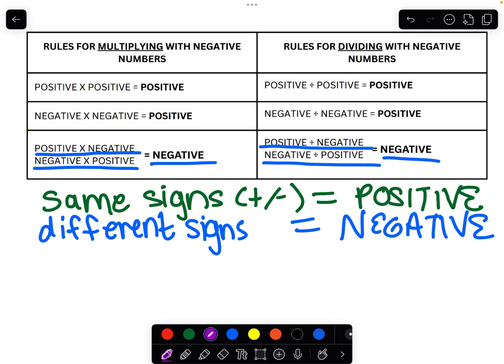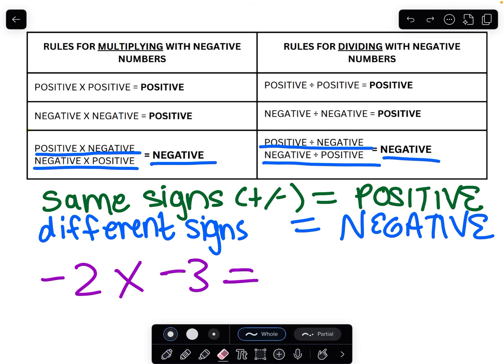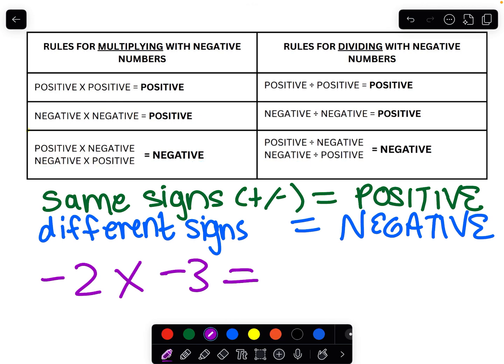So let's do, how about negative 2 times negative 3. Now what do you notice? We've got the same signs here, both negatives. So if we're having trouble remembering, we can go back and look at our chart. Or we can remember the rule, same signs, always positive. Same signs, always positive means negative 2 times negative 3 will be 6. Or we can look at this chart and we can see negative times negative equals positive.